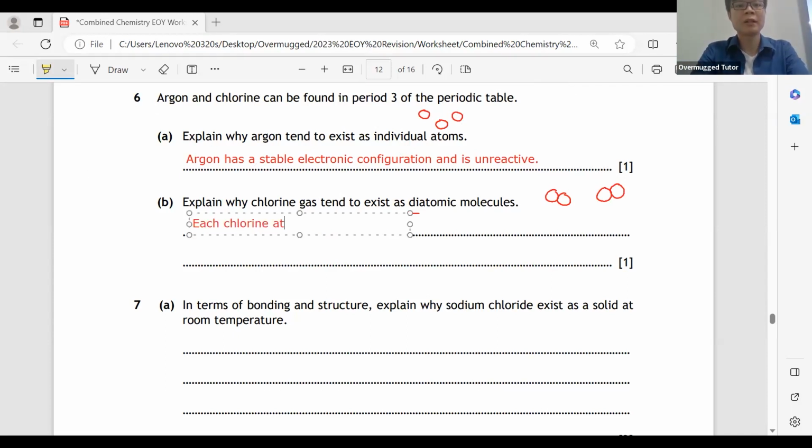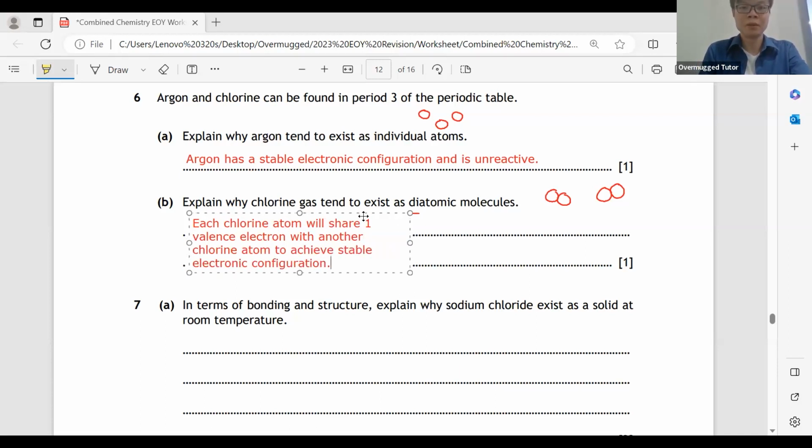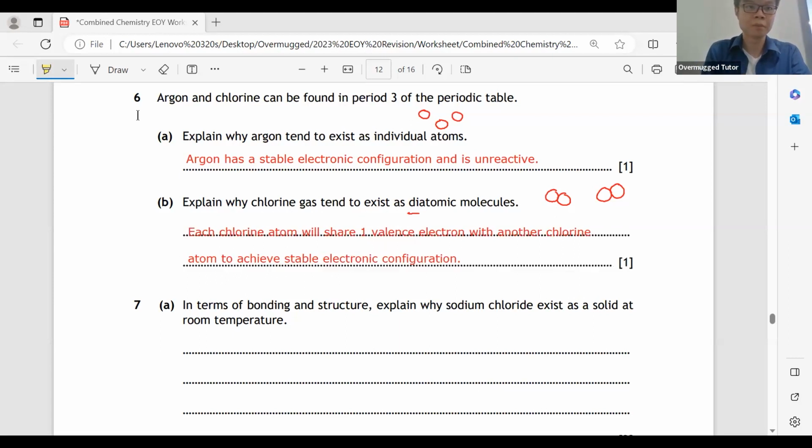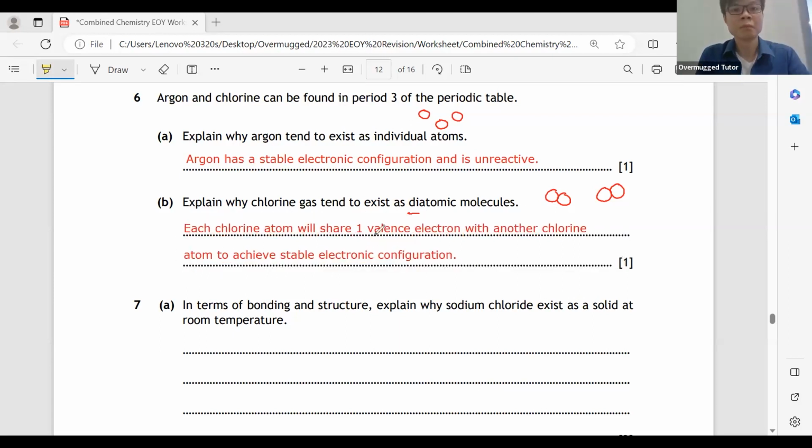Okay. A chlorine atom will share one valence electron with another chlorine atom to achieve a stable electronic configuration. If you all draw the dot and cross, showing the outer shell electrons only, chlorine has 7 outer shell electrons, right? So it will look something like this. Okay, this is the dot and cross for chlorine. So you can see, each chlorine shares one, now both have a full valence shell. They are both happy. Therefore, this.